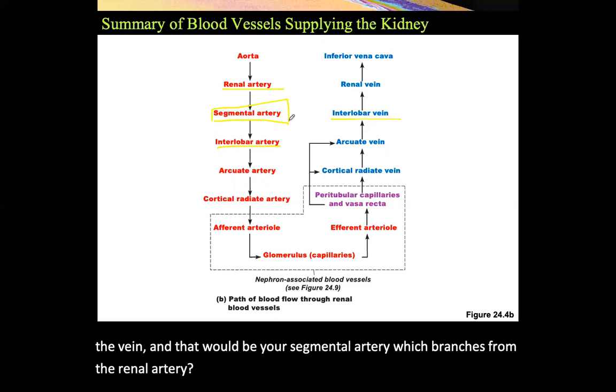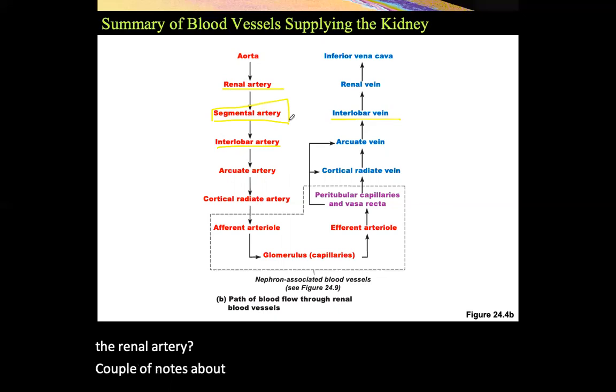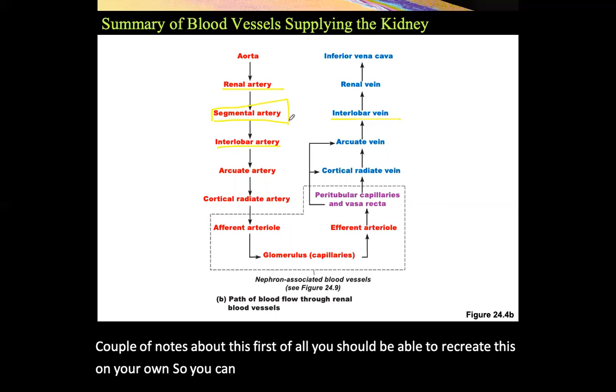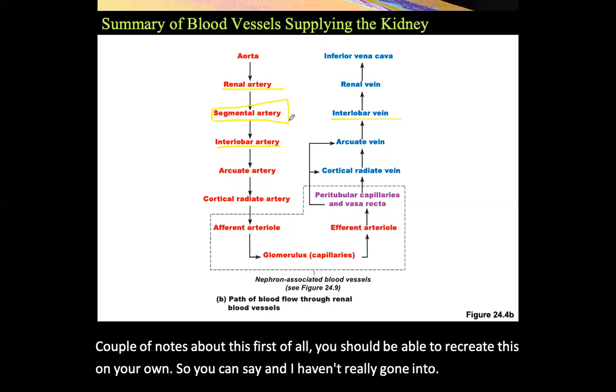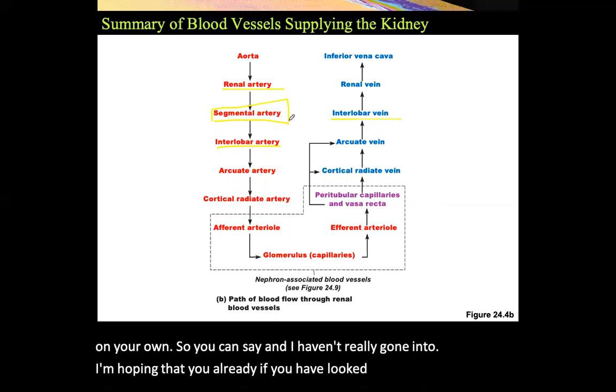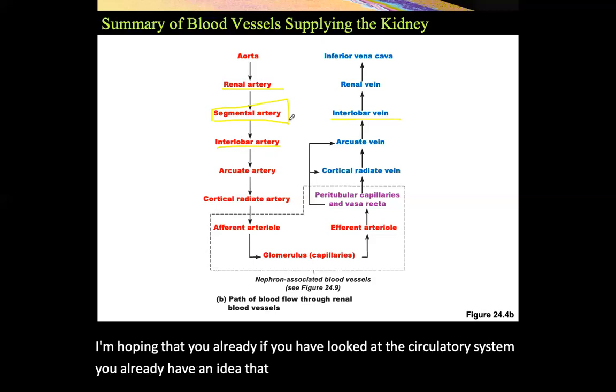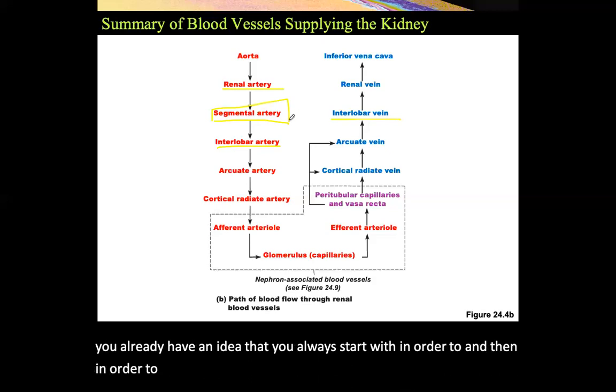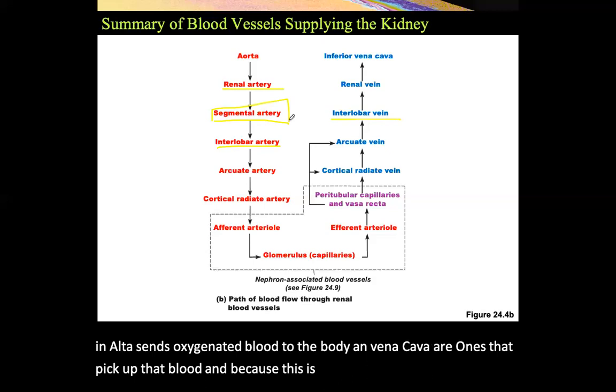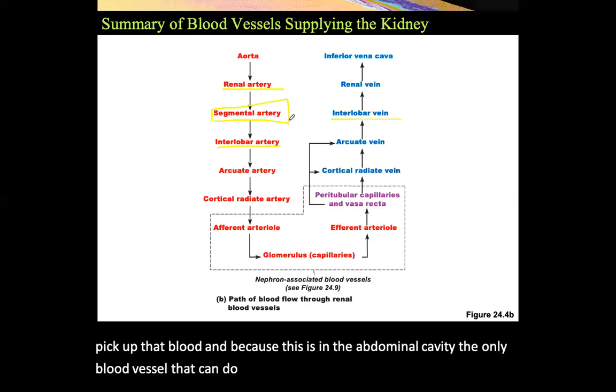So, a couple of notes about this. First of all, you should be able to recreate this on your own. I haven't really gone into aorta and inferior vena cava. I'm hoping that if you have looked at the circulatory system, you already have an idea that you always start with aorta, and then aorta sends oxygenated blood to the body, and vena cavas are the ones that pick up that blood. And because this is in the abdominal cavity, the only blood vessel that can do that is the inferior vena cava.